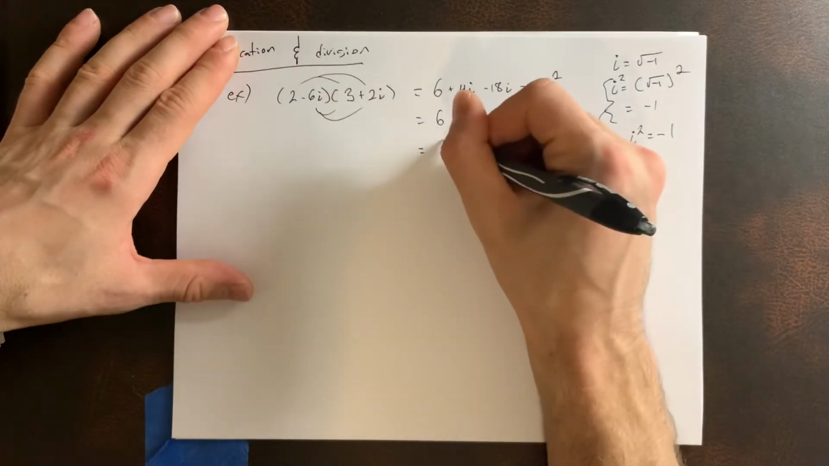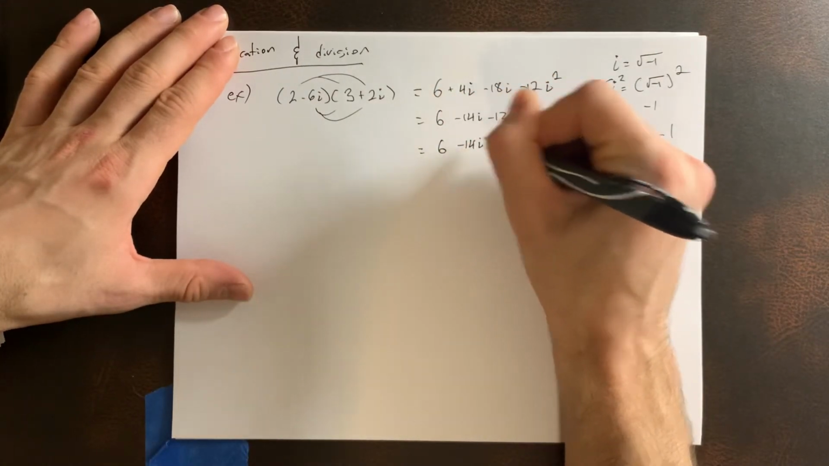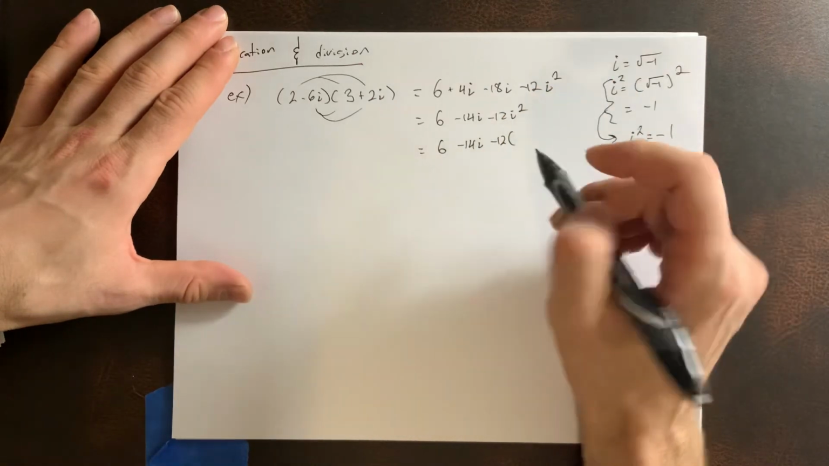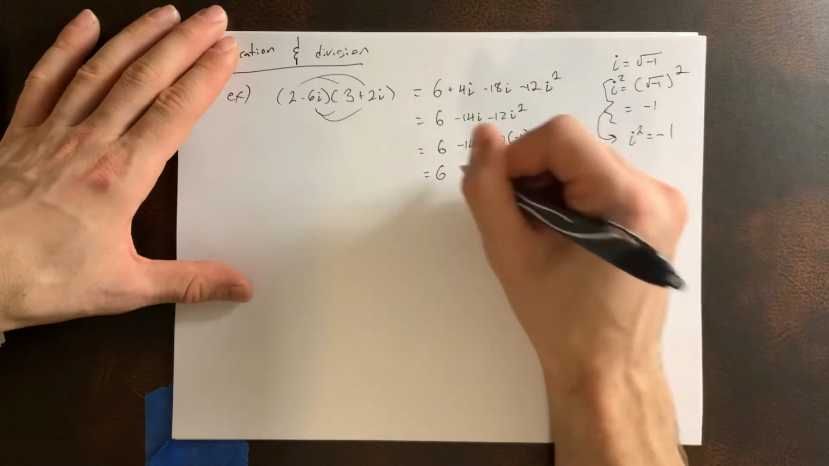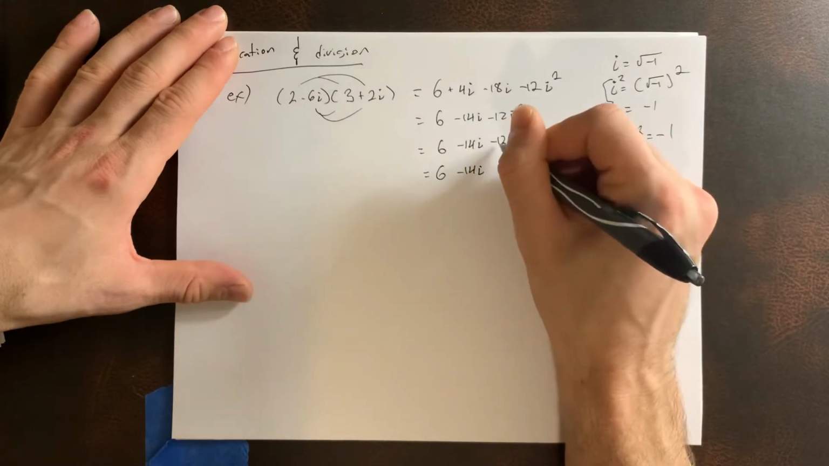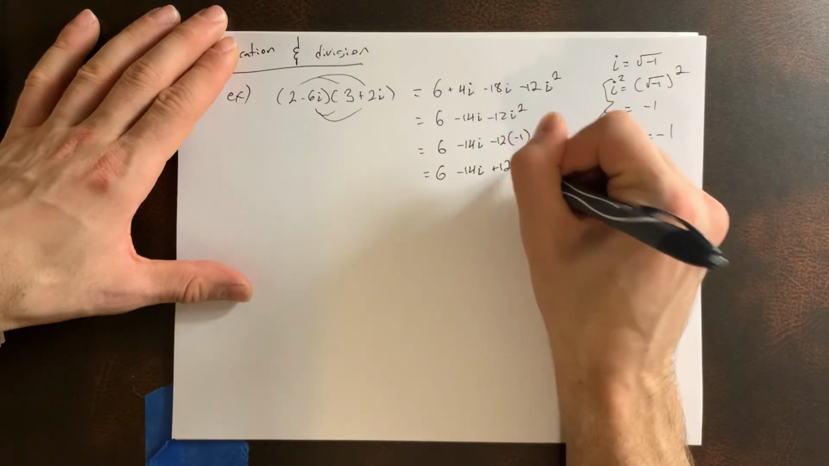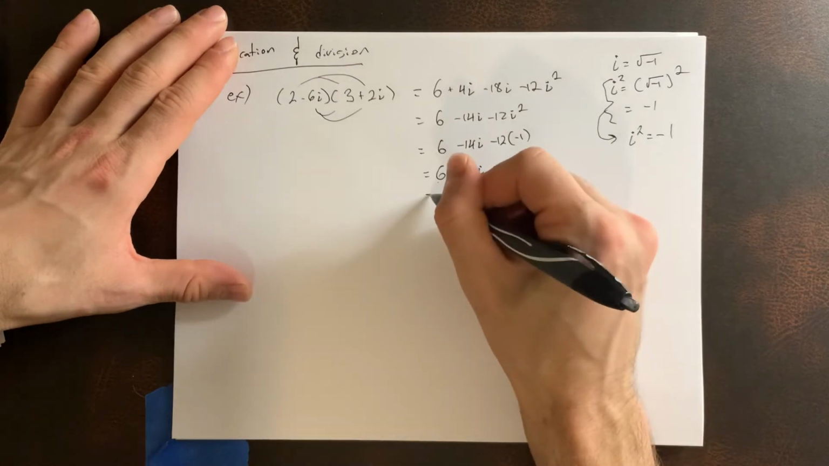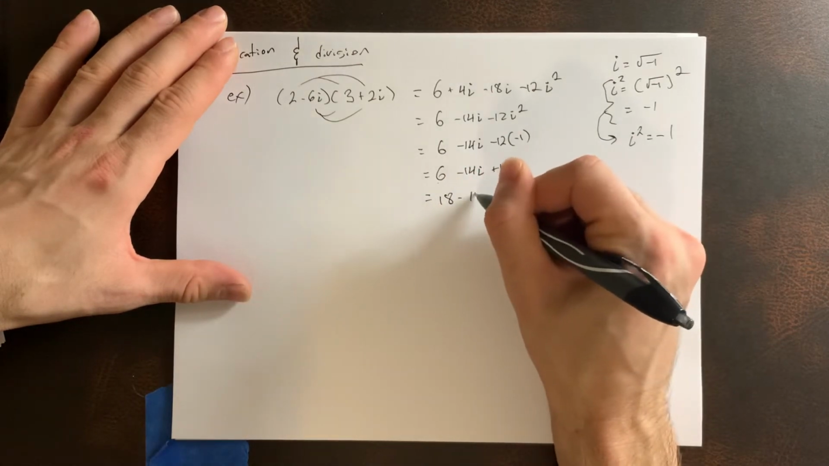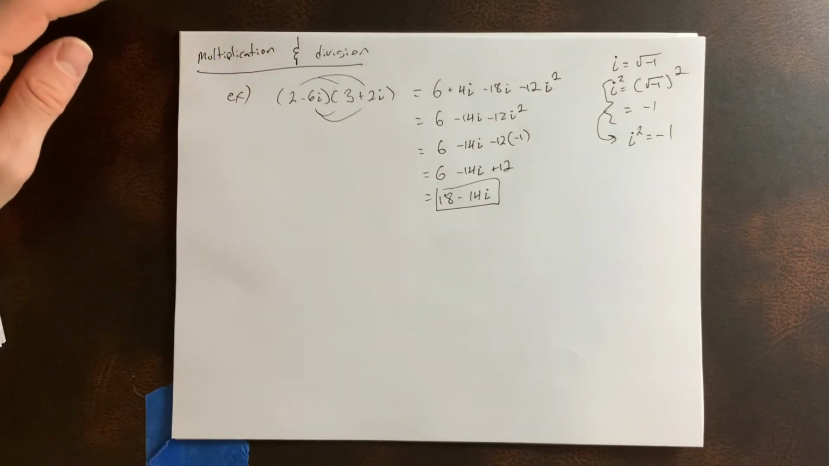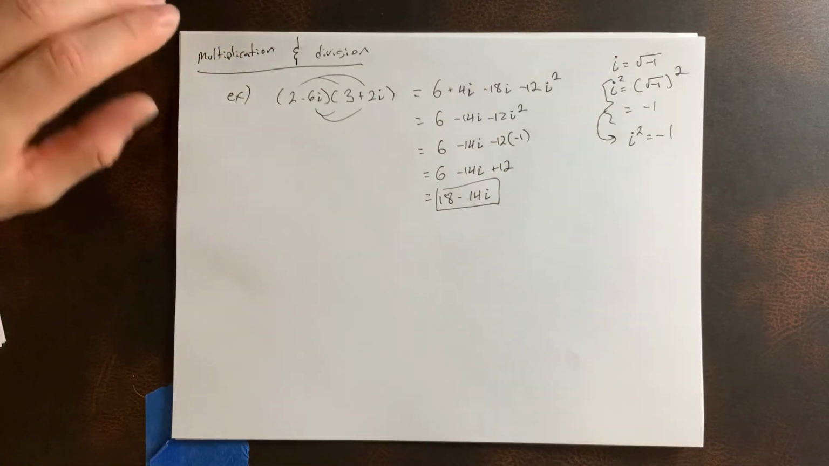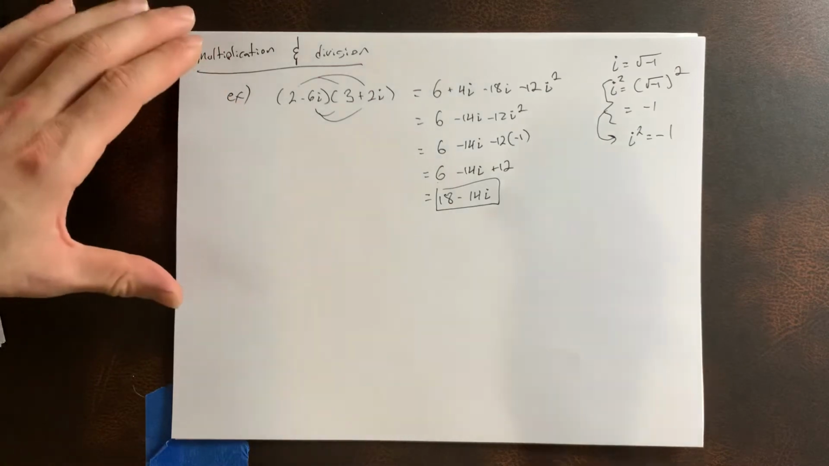Okay, so right here we see an i squared, so we can rewrite this. This is going to be 6 minus 14i minus 12, and this i squared is a minus 1. Now let's keep simplifying. 6 minus 14i minus 12 times minus 1, so plus 12. Here we have 6 plus 12, which is 18. So 18 minus 14i. This is how we would multiply two complex numbers together. And now let's do one with division.